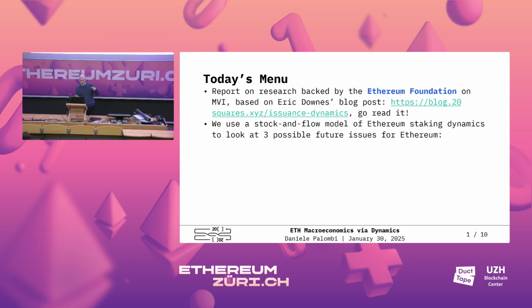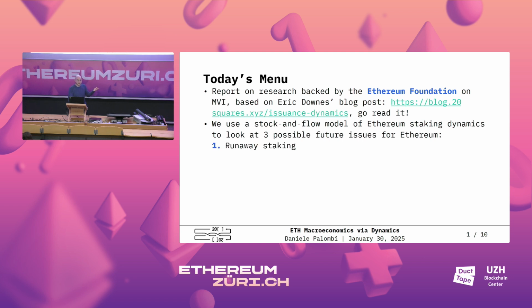Basically we use a stock and flow model, and don't worry if you don't know what a stock and flow model is. I'll give a high-level explanation of the Ethereum staking dynamics, and we'll look at three possible future concerns for Ethereum that are related to Ethereum issuance, or that we expect changes to issuance to have an effect on.